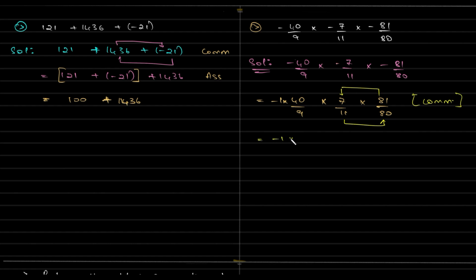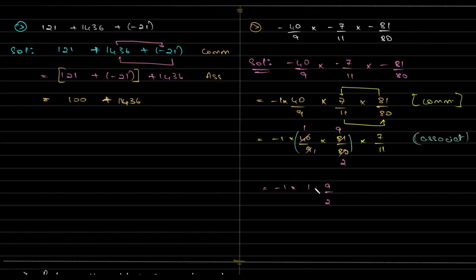So we have -1 into 40 by 9 into, why am I using commutative? Can you at least think about it now? Yes, it is much easier to solve this than to solve the other part. Why? Here I can cancel 9 by 9 and 81 by 9 and I'll get this answer. And here I can cancel 40 by 40 and 80 by 40 and I'll get this answer. So -1 into 1 into this will be 9 by 2.